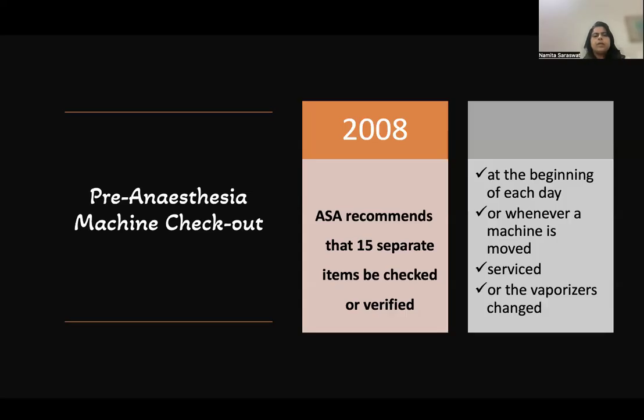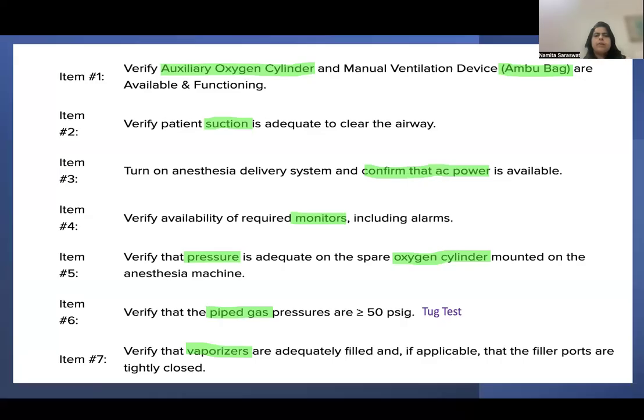Now, an important thing is you should always do this pre-anesthesia machine checkout, and it will definitely be asked in the exam. In 2008, ASA recommended 15 separate items to be checked or verified, which should be done at the beginning of each day or whenever a machine is moved, serviced, or any vaporizer is changed. So, item 1: it is very important to check the auxiliary oxygen cylinder and the manual ventilation device, that is the Ambu bag, whether it is available, as well as check the functioning of the device, not only availability. Then secondly, check the suction, whether it is adequately working or not.